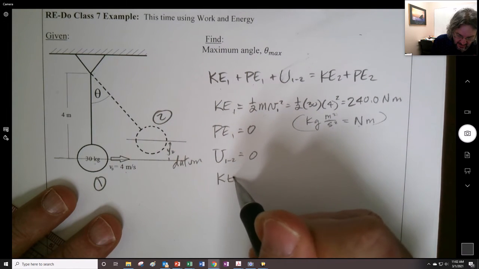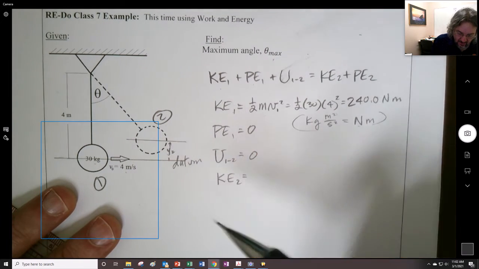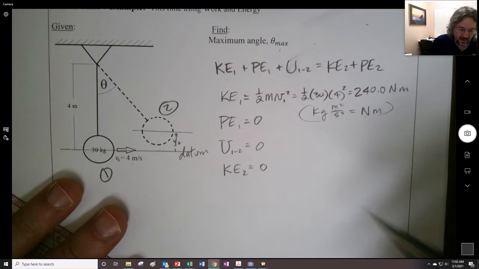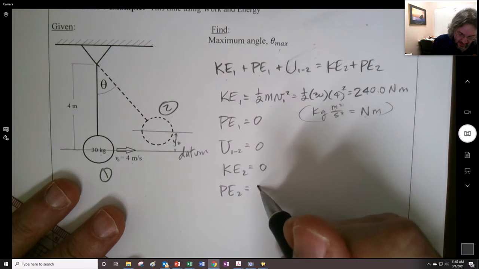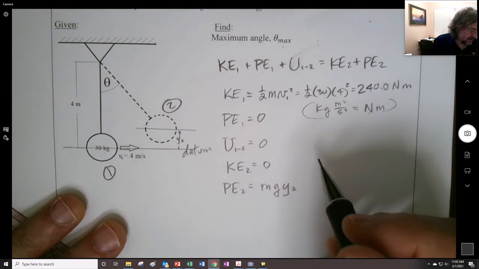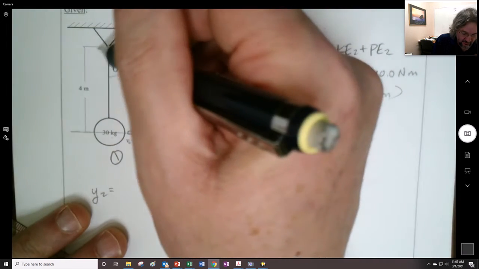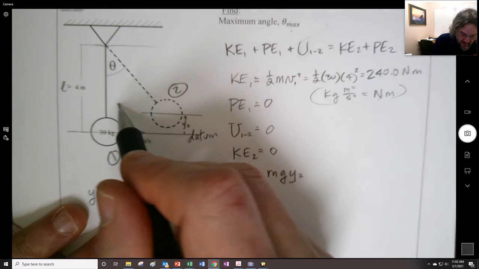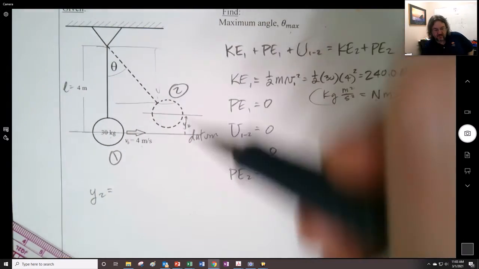The KE2 right here, that's at state 2. Well, we're going to find the maximum angle. That by definition is going to be 0 because it's going to pause right there at the maximum angle. And then PE2 right here, what we're going to have is mass times gravity times the Y2 right there. And we can write out Y2 over here, off to the side. If this is the length right into there, this height right here is going to be the length times the cosine of that angle.